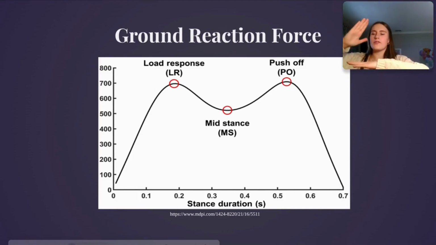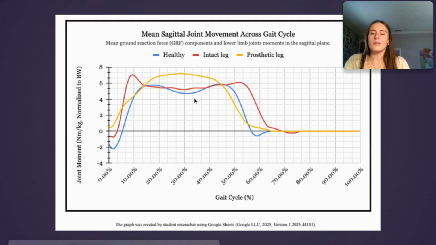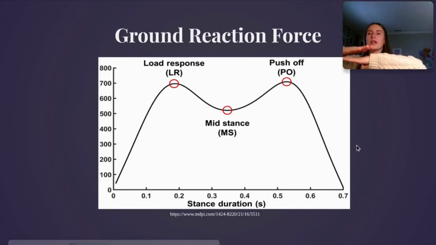So when someone steps, first their heel hits the ground, and this is the first hump that we see on the screen. As they step, the middle of their foot is on the ground, so this is the mid stance, and there's not as much ground reaction force. And lastly, their toes and the ball of their foot push off, and that's the second hump of the ground reaction force graph. So this tends to be described as a double hump model.